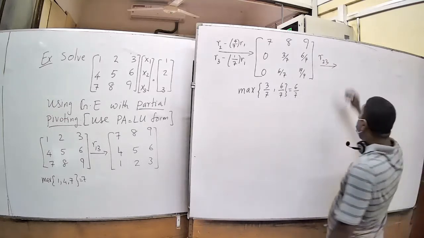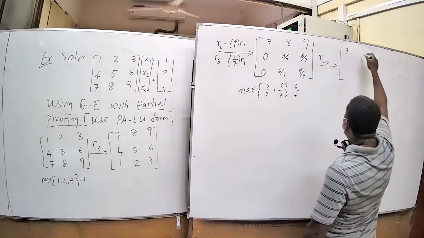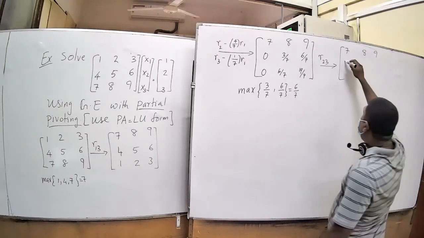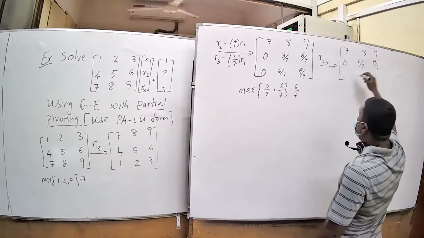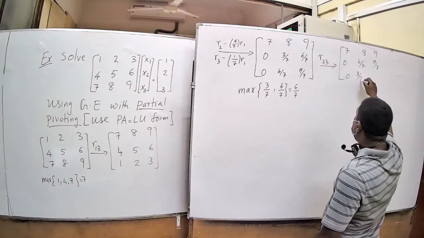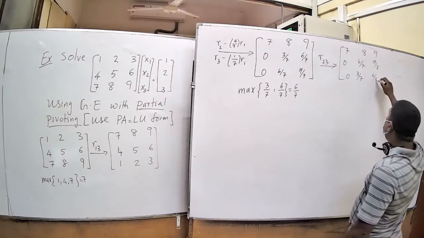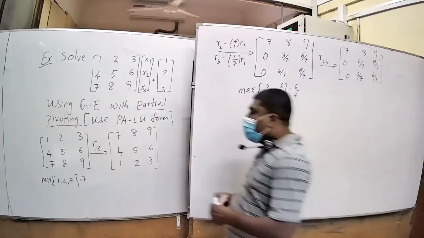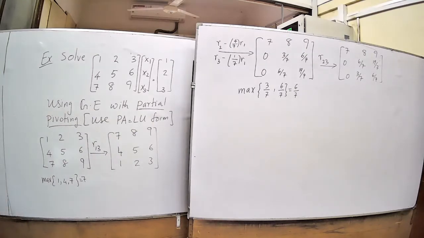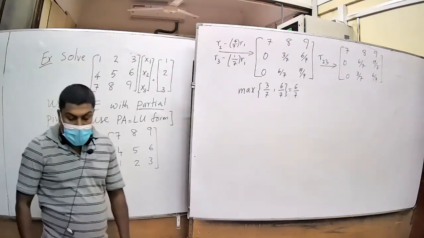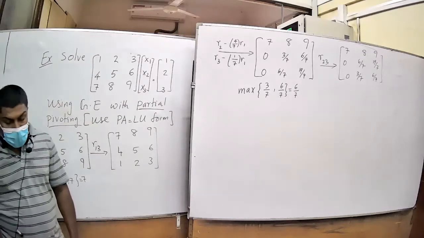So when you interchange R2 and R3, you get the first row unchanged, 7, 8, 9, then 0, 6 upon 7, 19 upon 7, and this is 0, 3 upon 7, 6 upon 7. So this is after the second step, you do a partial pivoting. You pick the maximum among that and do the pivoting. After doing the pivoting, you know that you have to do the elimination.